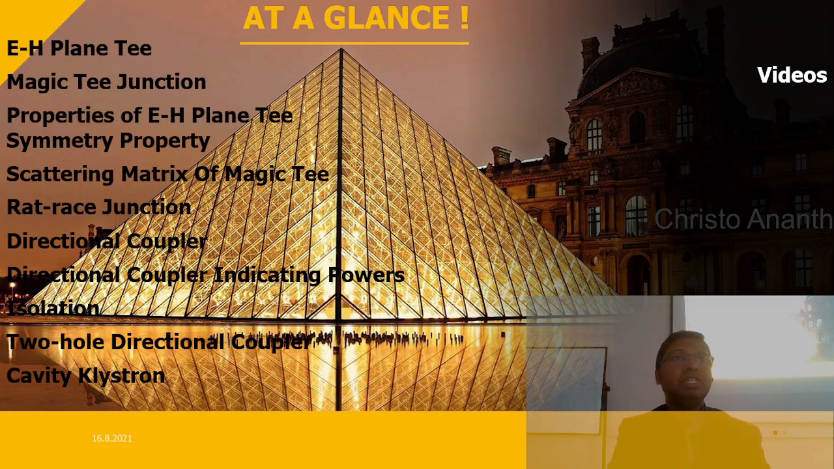So in this class, we'll discuss about E H plane T, the magic T junction, properties of E H plane T, symmetry property, and the scattering matrix of the magic T. Then we'll discuss the RatRace junction, the directional coupler, the isolation property, the two-hole directional coupler and the cavity.